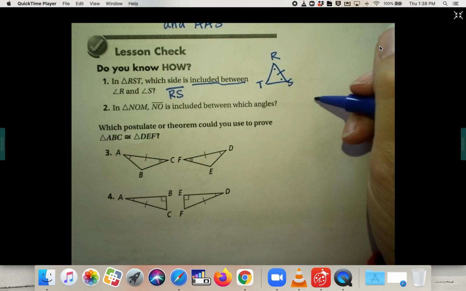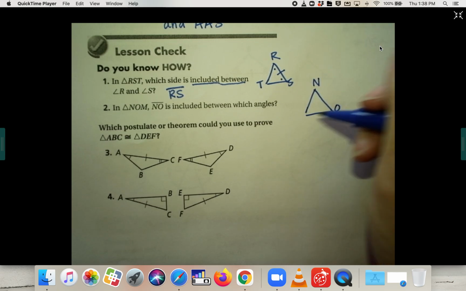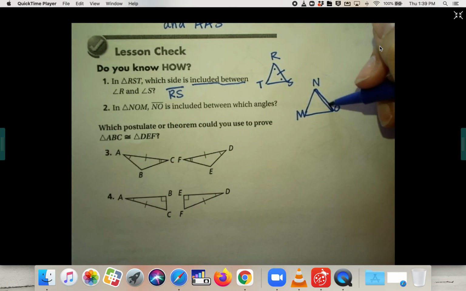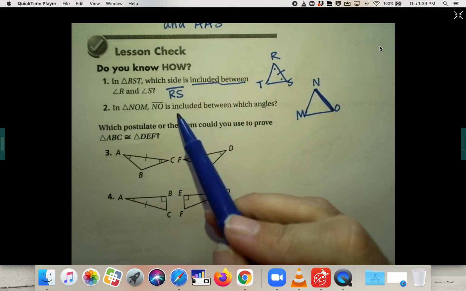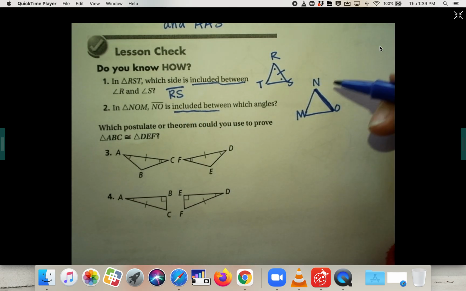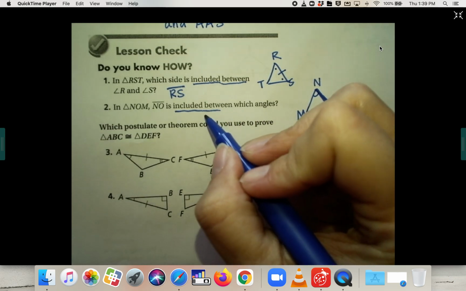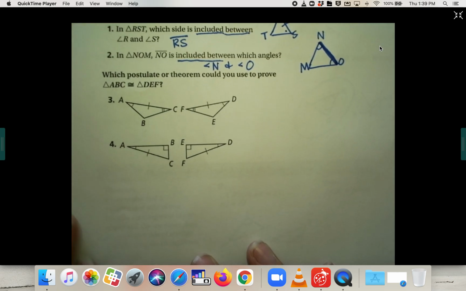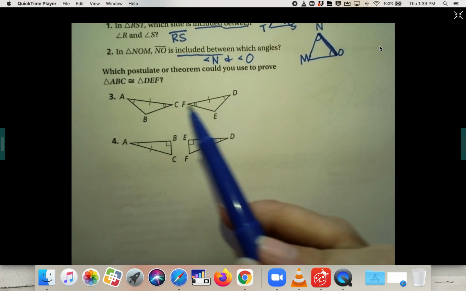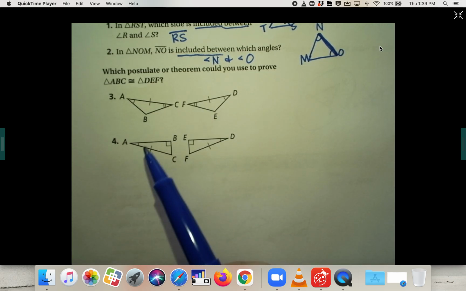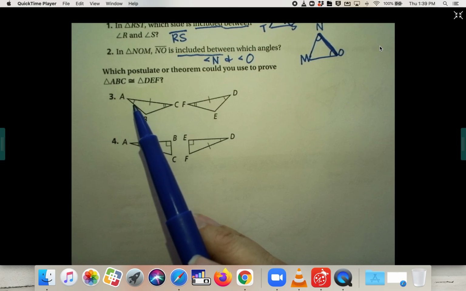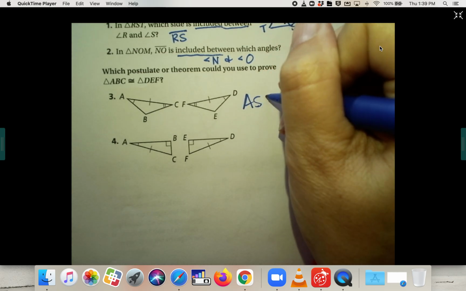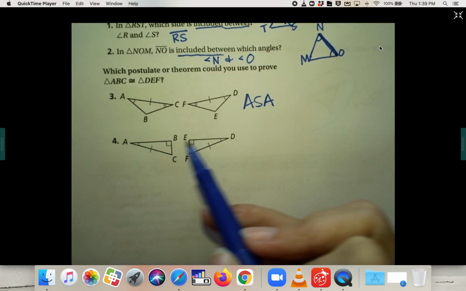It helps to draw a picture. Okay, in triangle NOM. So here's another one, NOM. Side length NO, so that's this one, is included between which angles? So it is between angle N and angle O. And then the last question, which postulate or theorem could you use to prove that these two are congruent, and then down here that these two are congruent? So this one looks like angle, side, angle. So this is angle, side, angle. And this one is angle, angle, side.